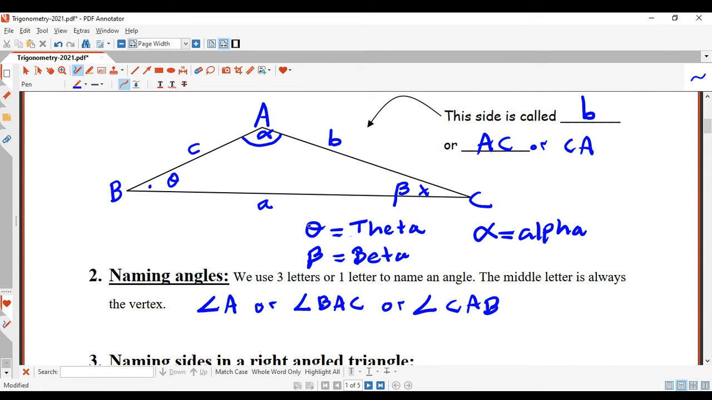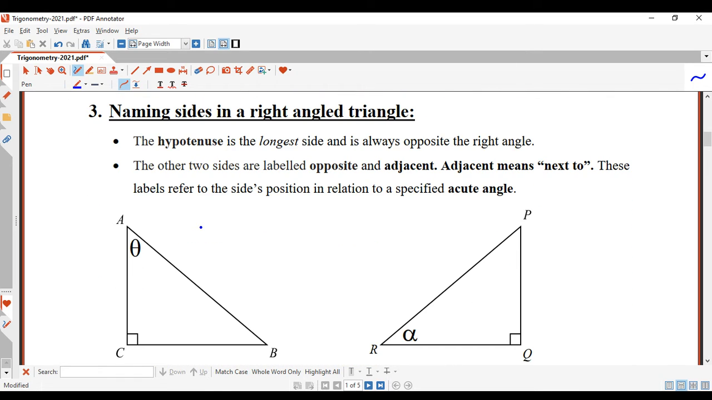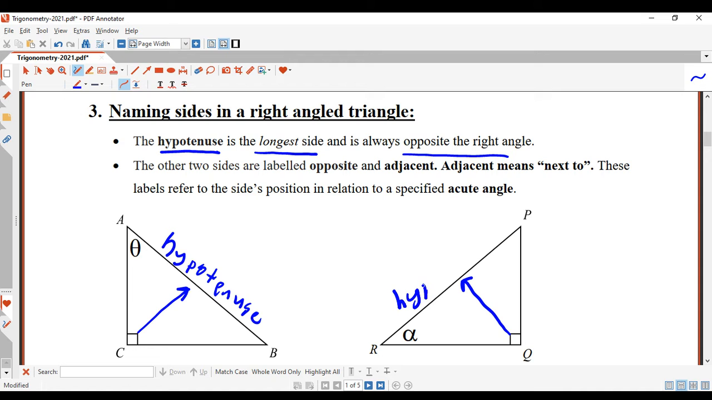Okay, so now let's move on to right angle triangles. Back in Year 8, you would have done Pythagoras' theorem and you would have learned about a word called the hypotenuse. The hypotenuse is the longest side in a right angle triangle and it's opposite the right angle. So over here is my right angle. Opposite the right angle is the hypotenuse. So we label that there. Same thing over here. The side opposite the right angle here is the longest side. We call that the hypotenuse.